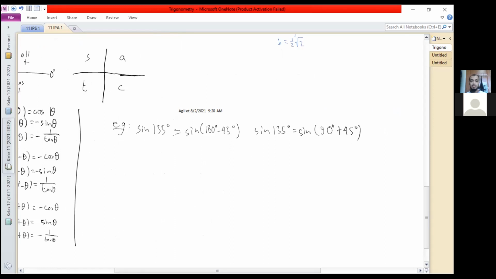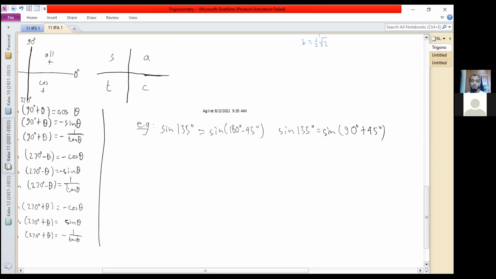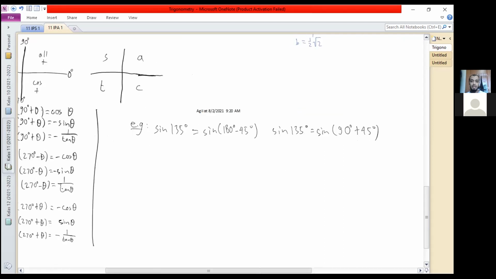So we don't change anything here. Just changing how we write the angle. So 135 is equal to 180 minus 45 degrees or 90 degrees plus 45 degrees. So we didn't change anything, that's just the way we write the angle. So now let's check.